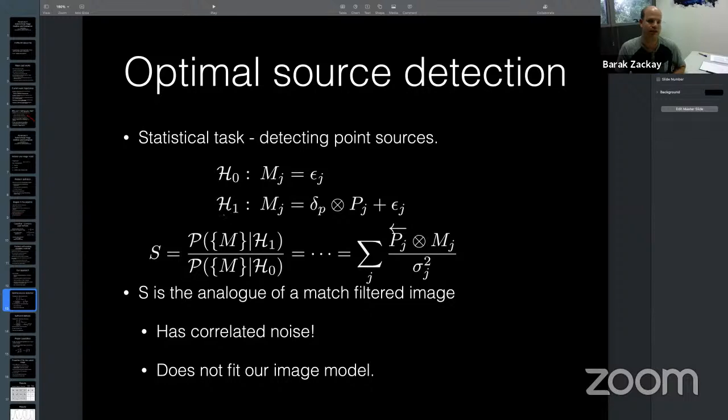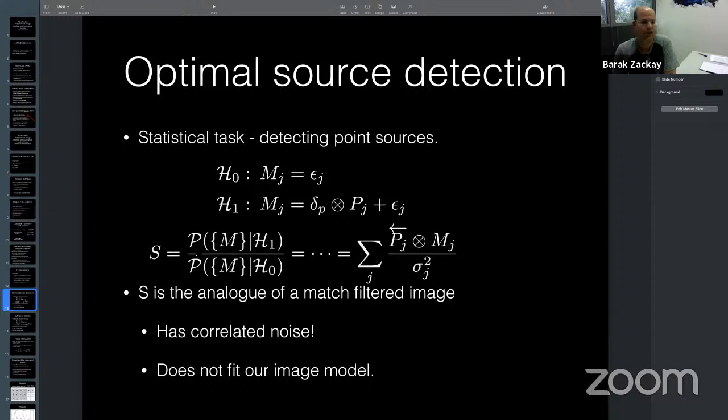And the other statistical model is that there's a single star at position P, and it appears with the point spread function of the image, and there's some Gaussian noise, in both observations. And you write the Neyman-Pearson detection statistic. So this is the log likelihood ratio, okay?